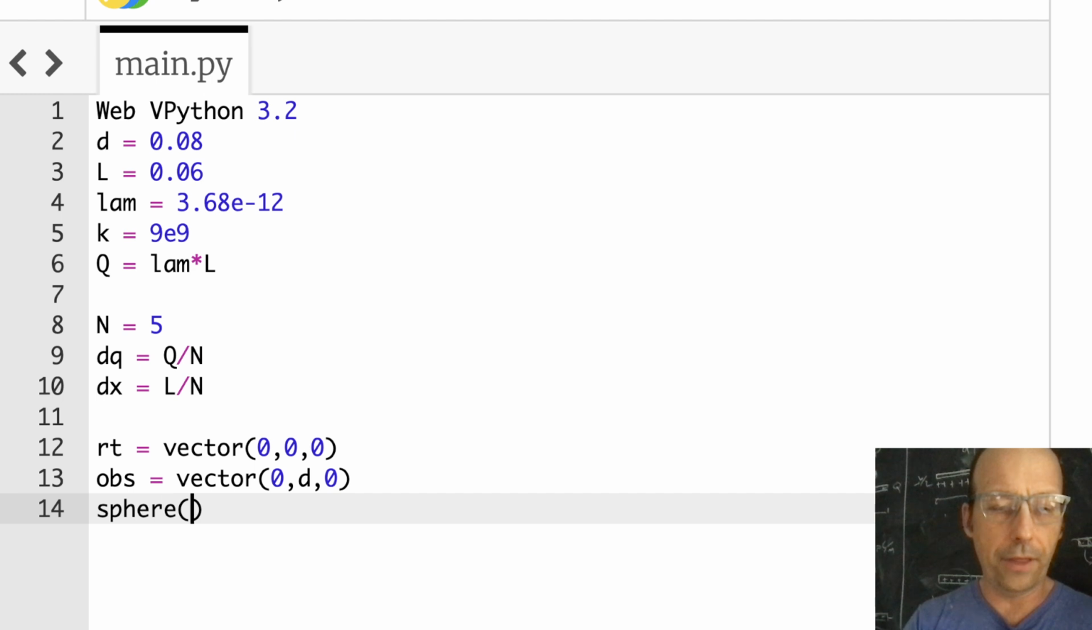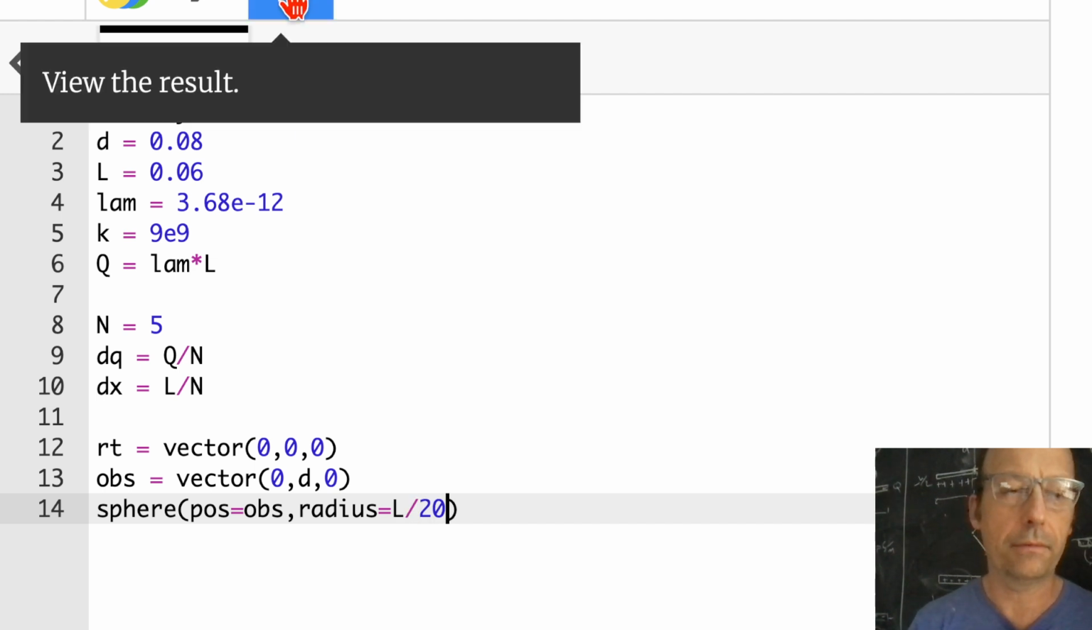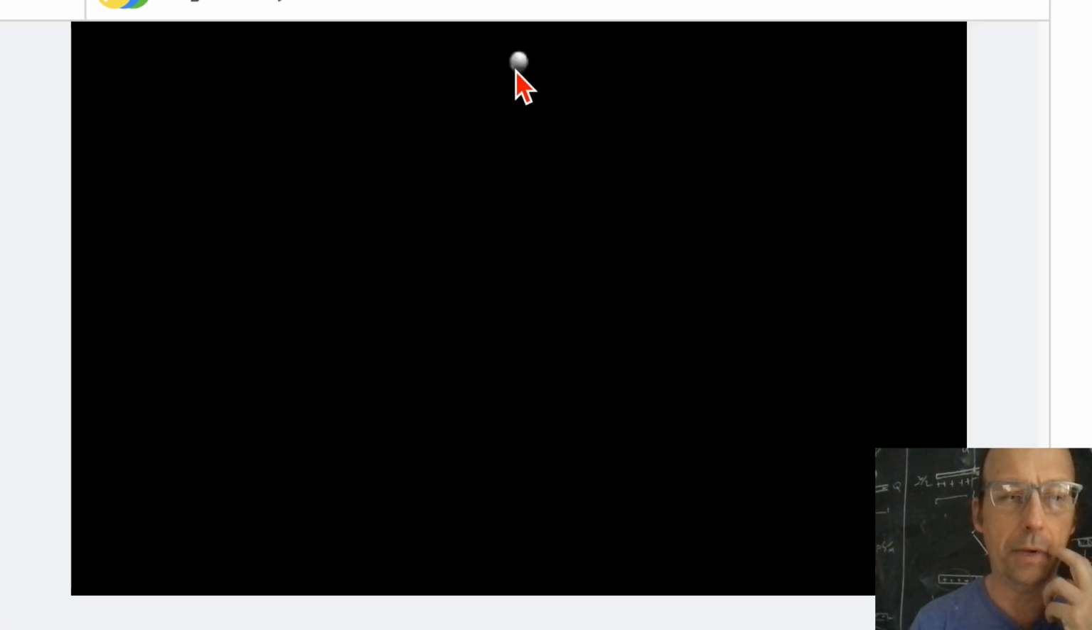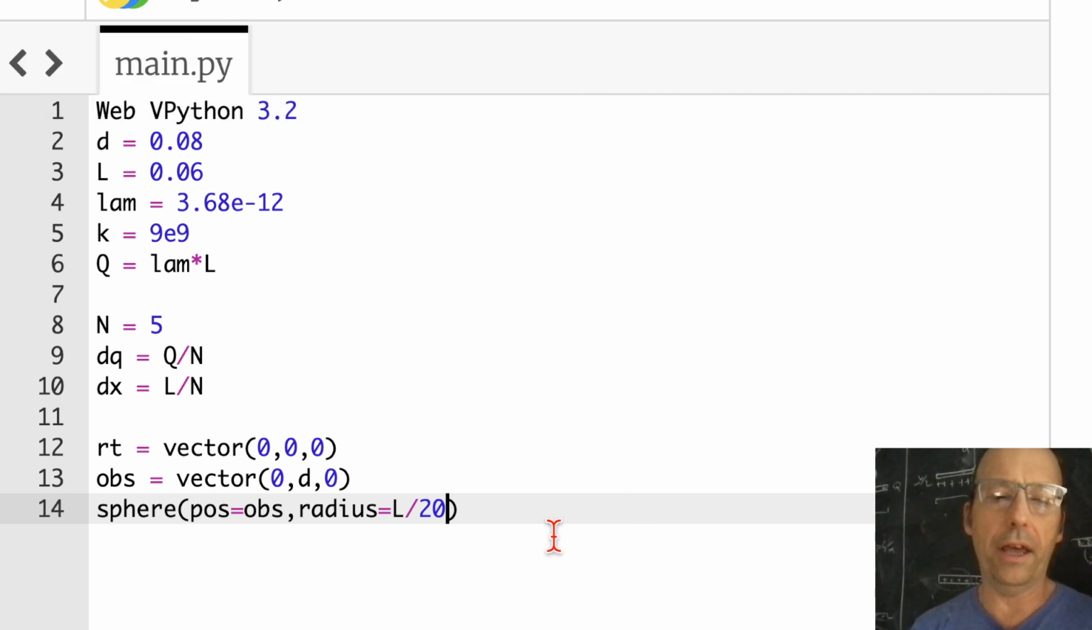And then I'm going to make a sphere there. It's going to be at position OBS. It's going to have a radius of, let's say, L over 20. Let's just run that. There's my observation location. You don't have to draw that at all.